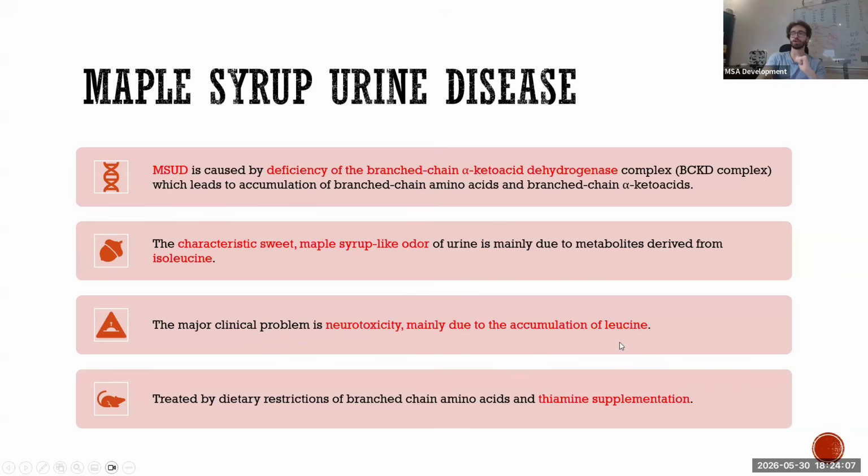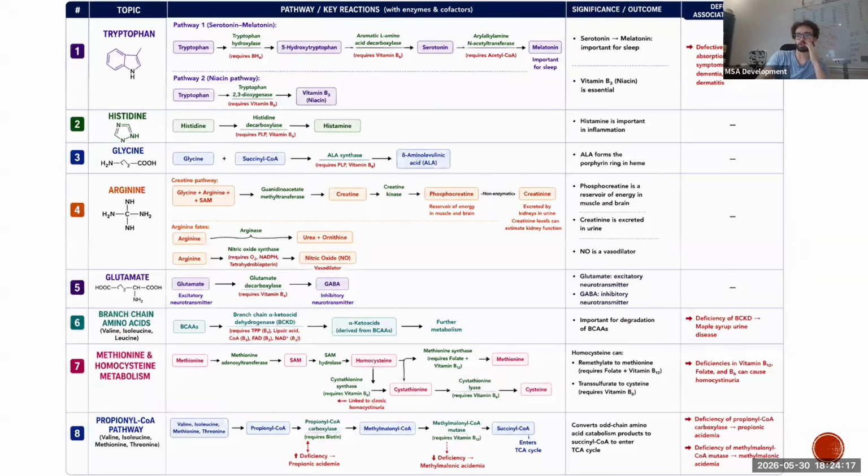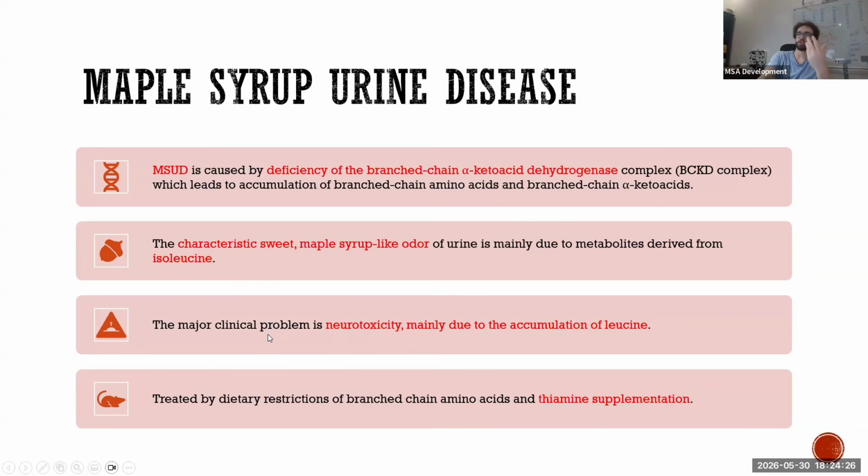Which of the three branched-chain amino acids causes neurotoxicity? Leucine. Of course, the treatment of maple syrup urine disease involves a lot of treatments, but one of them is thiamine supplementation, B1. Why? Because if you remember, if you were focused, the enzyme needs 5 cofactors. One of them was what? B1. So we give B1 to potentially help the enzyme work. Okay, now we're going to talk about homocystinuria.